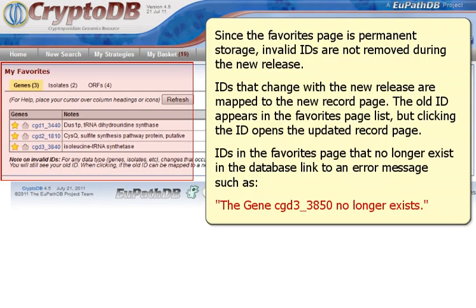Since the Favorites page is permanent storage, invalid IDs are not removed during the new release. IDs that change with the new release are mapped to the new record page. The old ID appears in the Favorites page list, but clicking the ID opens the updated record page. IDs in the Favorites page that no longer exist in the database link to an error message, such as the gene CGD3-3850 no longer exists.